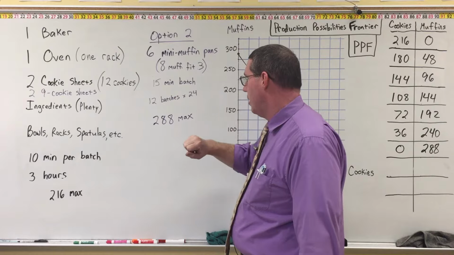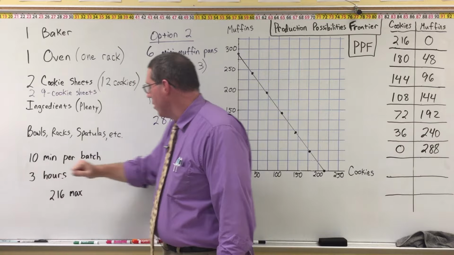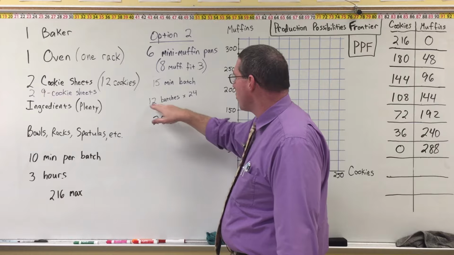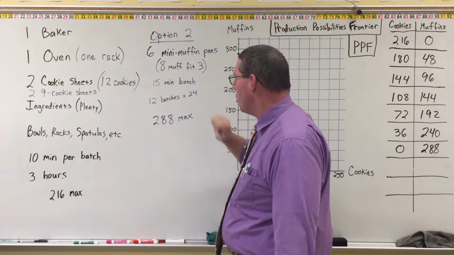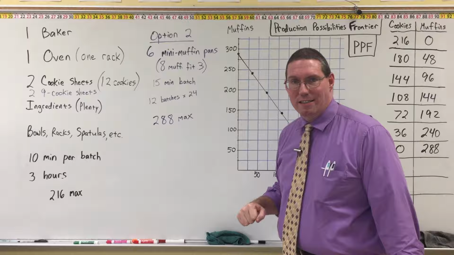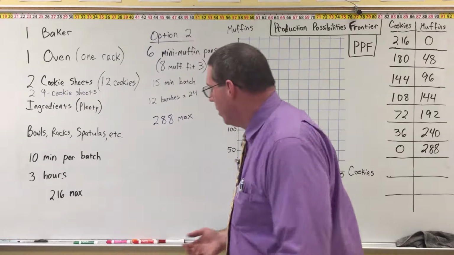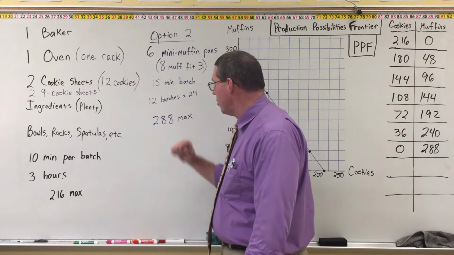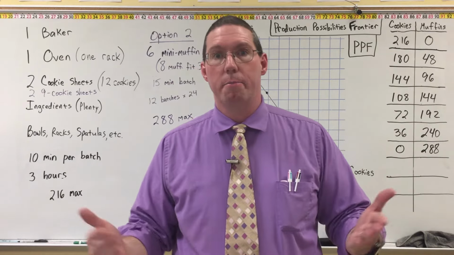But here's the thing: instead of taking 10 minutes per batch, the mini muffins actually take 15 minutes per batch. At 15 minutes per batch, in 3 hours, which is 180 minutes, 180 divided by 15 is a maximum of 12 batches. 12 batches of mini muffins at 24 mini muffins per batch is a maximum of 288 possible mini muffins that they can bake. So this baker can bake 216 cookies or 288 mini muffins or some number of cookies and mini muffins in between.